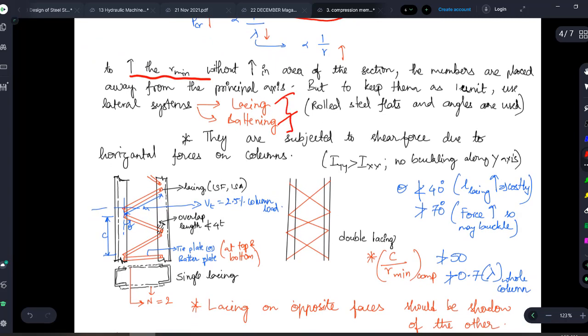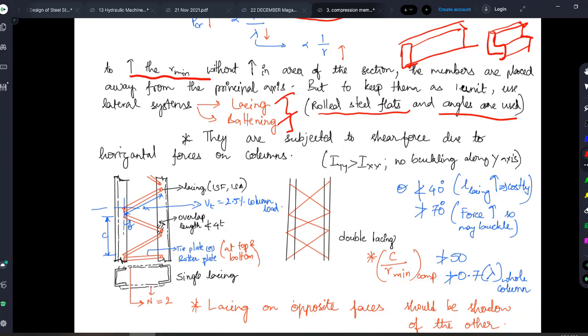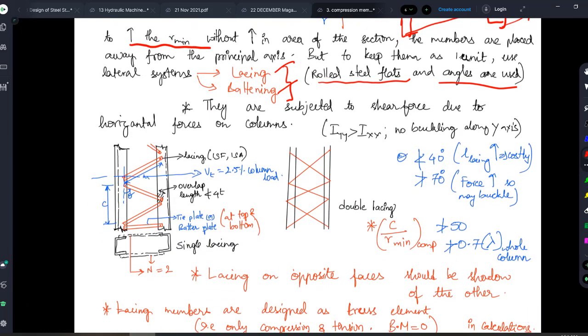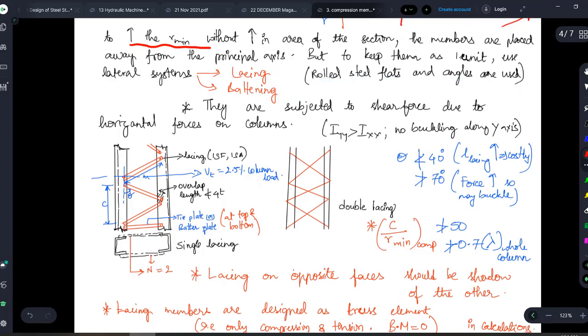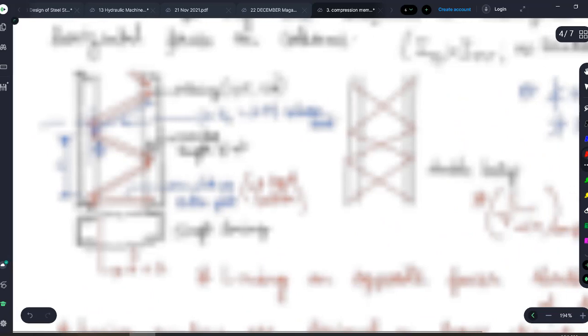Generally, these lacings or battens can be rolled steel flats. You know the flats, right? Rolled steel flats, something like this. It will be like this, or it can be angle sections. You know angle sections very well, right? Did you understand the concept? So you can have flats or you can have angles. It is up to you. Done. You understood the concepts of lacings and battens, right? Very simple. So now let us try to understand these lacings first, and then I will explain the battens. So see these two diagrams. Very simple diagrams.